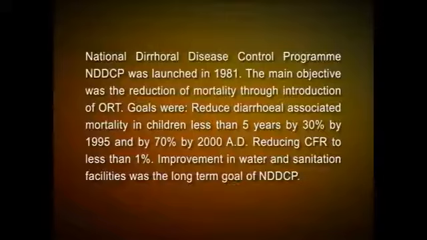National Diarrheal Disease Control Program, so-called NDDCP, was launched in 1981. The main objective was the reduction of mortality through introduction of ORT. Goals were to reduce diarrhea-associated mortality in children less than 5 years by 30% by 1995 and by 70% by 2000 AD, reducing CFR to less than 1%. Improvement in water and sanitation facility was the long-term goal of NDDCP.